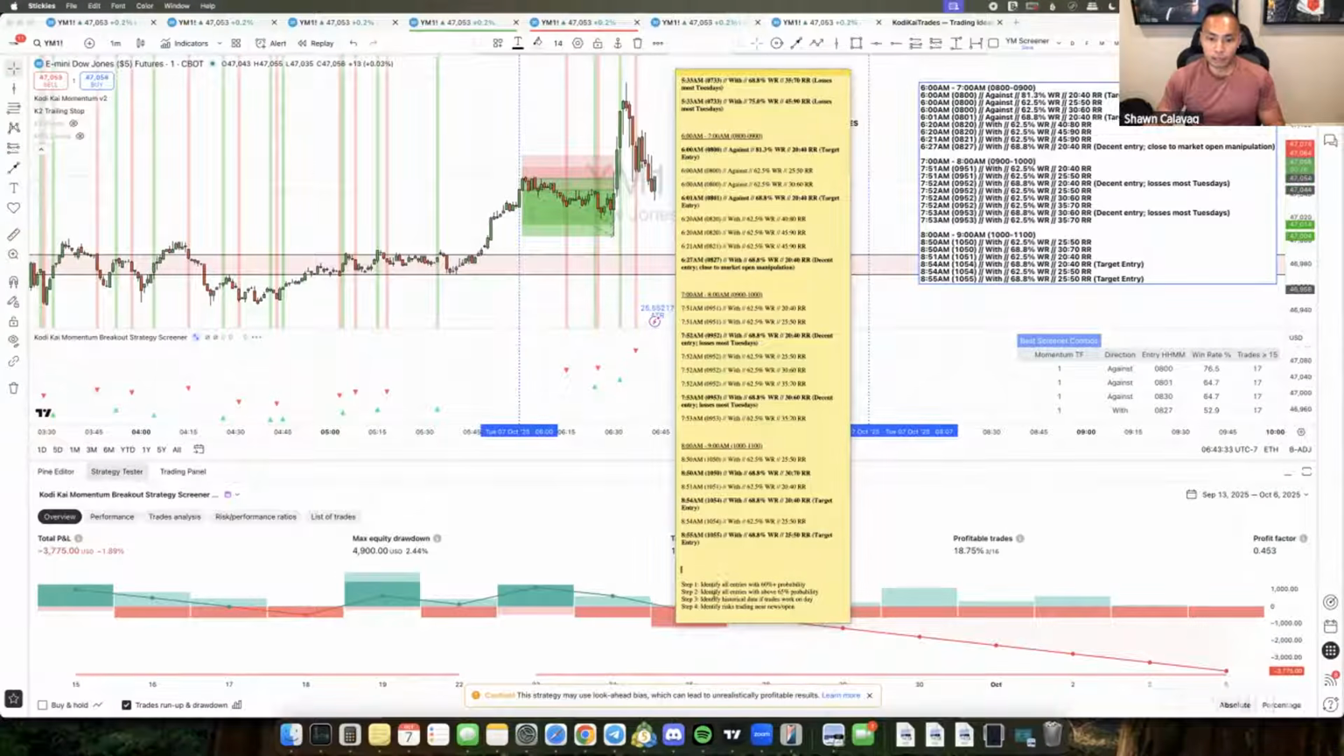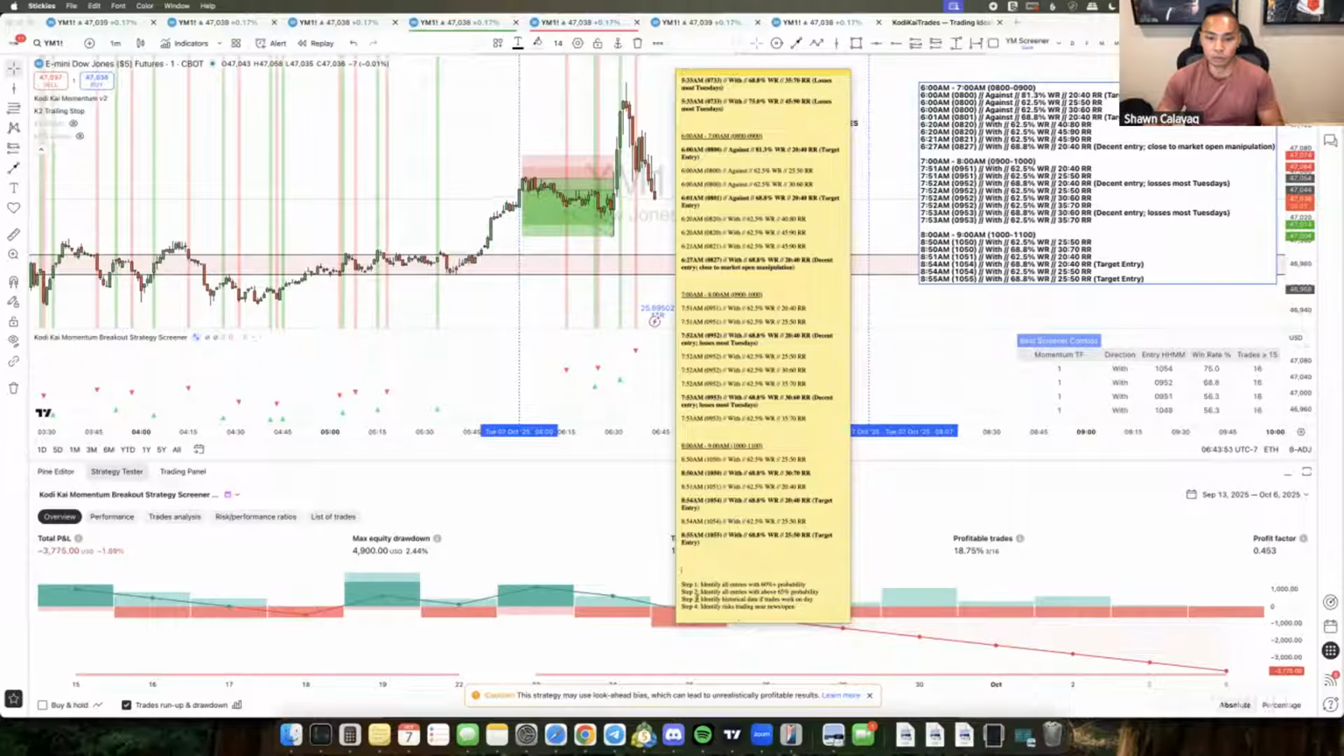So I identify all entries with a 60% probability. It has to be higher than 60%. Anything below that's not worth my time. I want to take something that I know for sure is going to hit. Next is identify. So first I identify all the entries above 60%, right? And then next I identify all entries above 65%. So I want only the best entries.